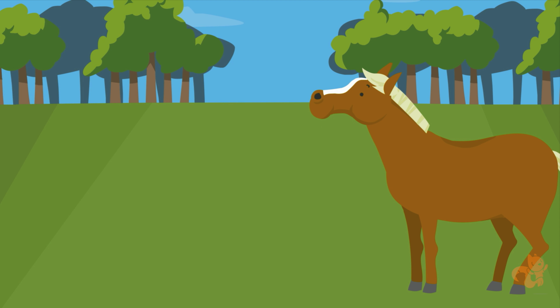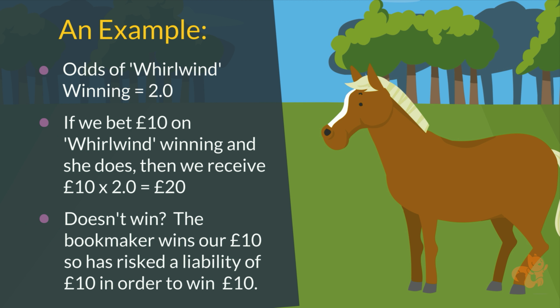Let's take an example with numbers. Say the odds of a horse called Whirlwind winning a race are 2.0. If we bet £10 on Whirlwind winning and she does, we receive £20 back. Hence, our profit would be £10 as it cost us £10 to make the bet. But if we're wrong and Whirlwind doesn't win, the bookmaker keeps our £10. Therefore, the bookmaker has risked losing £10 in order to potentially win your £10. This £10 risk that the bookmaker takes is what we call liability.